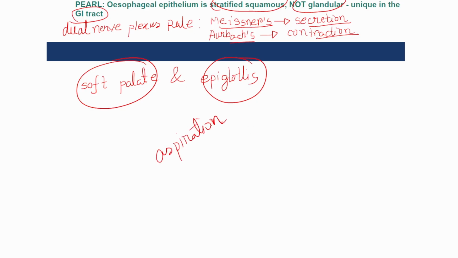We already have discussed in the respiratory system lecture that aspiration means a food bolus or foreign particle getting inside the respiratory tract, which can be life-threatening or fatal. And this problem is solved by the reflexive protection priorities maintained by soft palate and epiglottis.